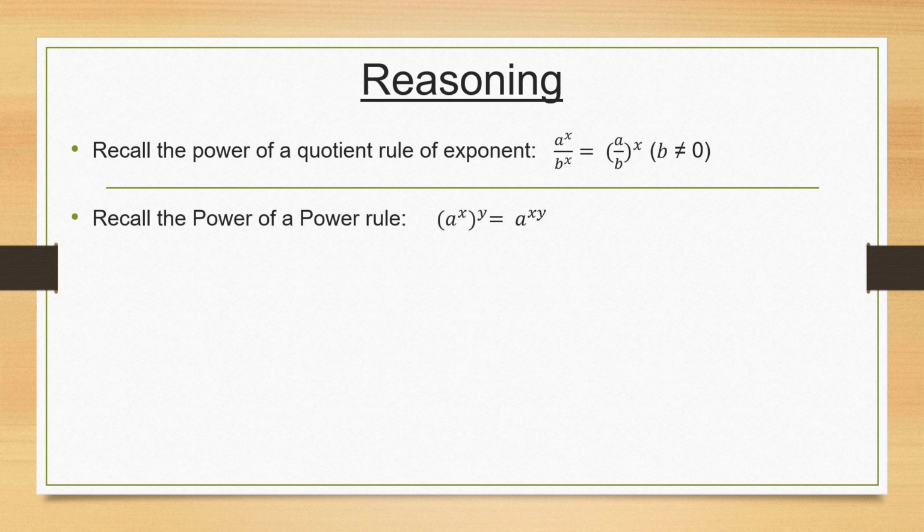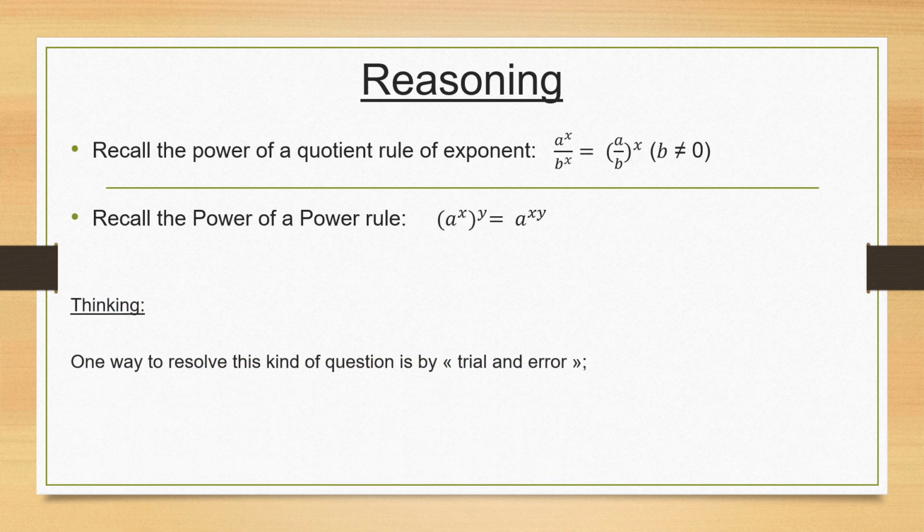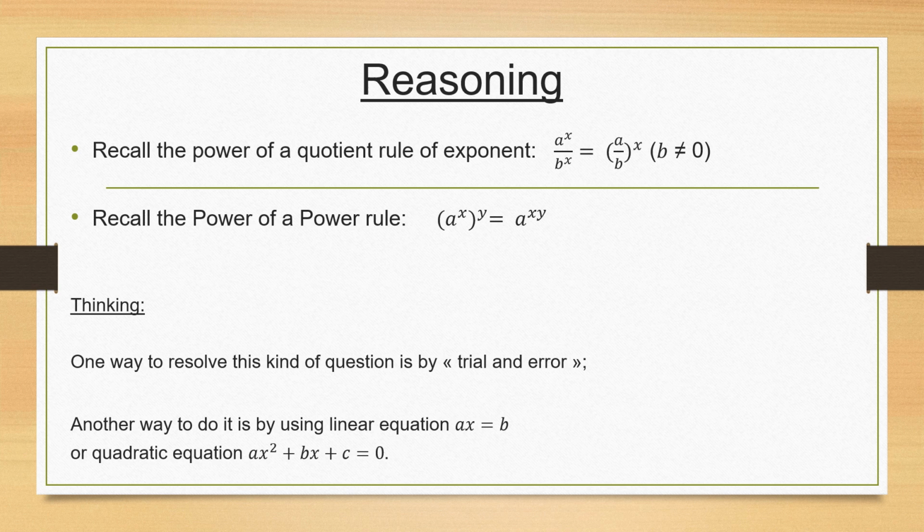Now recall the power of a power rule, which states that a to the power of x to the power of y gives us a to the power of x times y. Now think, one way to solve this kind of question is by trial and error. It's not recommended, but sometimes it works. Another way is to do it by using the linear equation ax equals b, or the quadratic equation ax squared plus bx plus c equals 0.